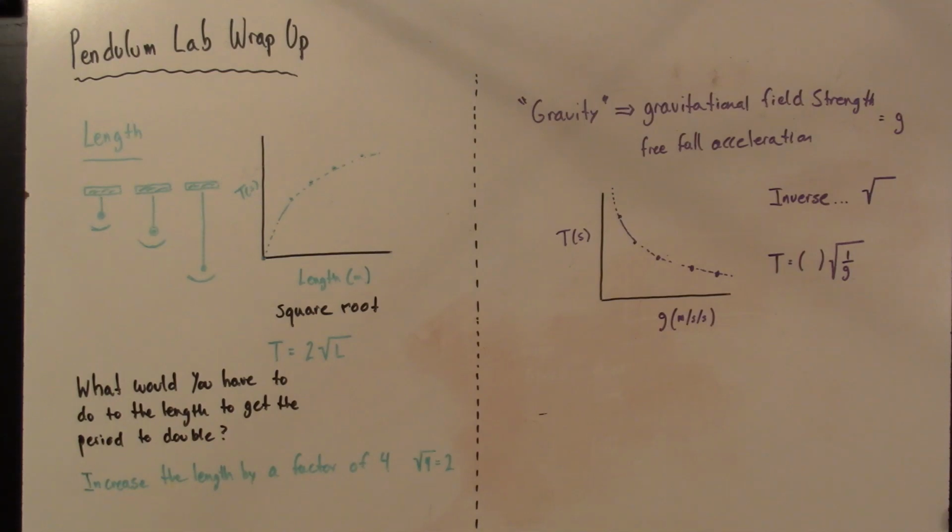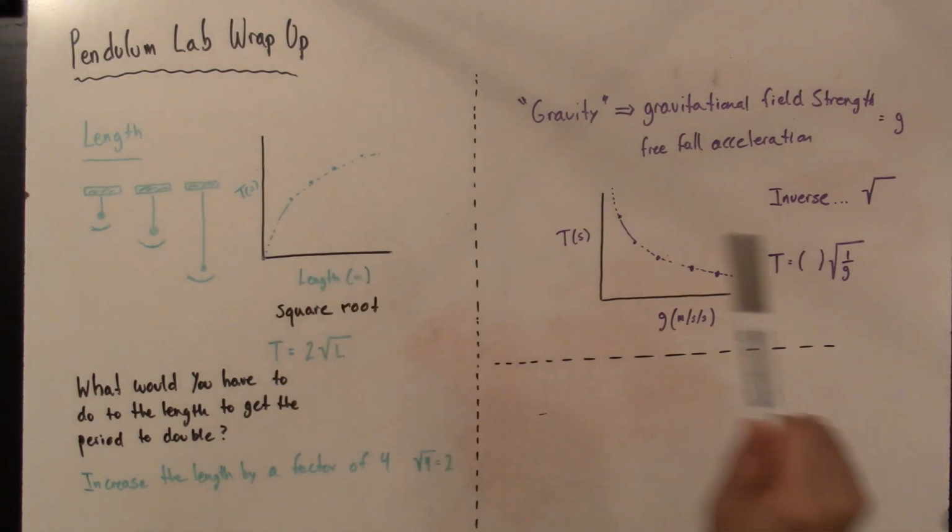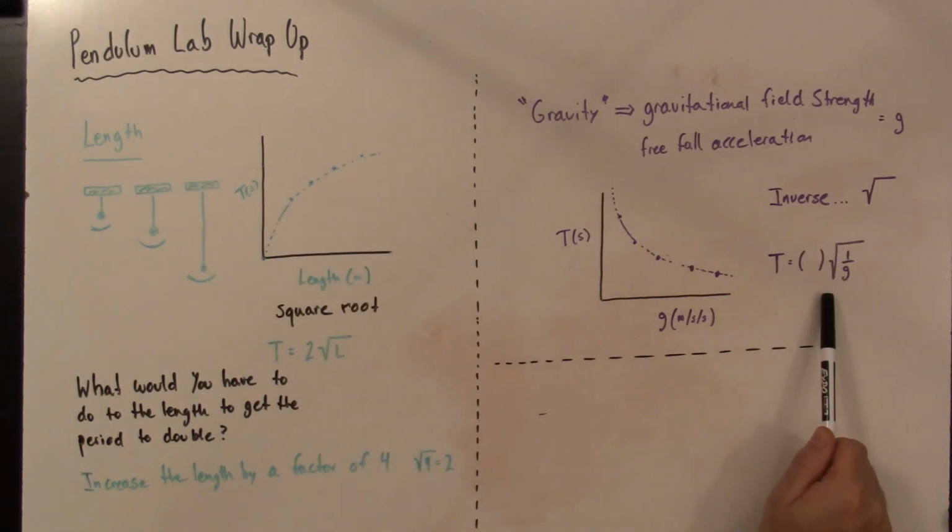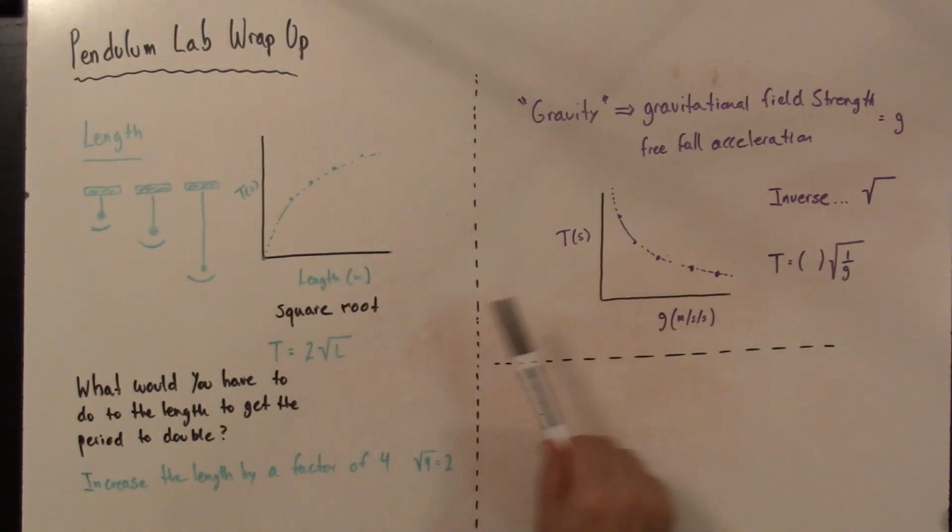So the point that I'm making now is that as you look at these two things, the mass didn't matter, the pullback angle didn't matter, the length matters, and the gravitational field strength matters. So how do we take these two things and put them together to form one understanding? That's the real question. All right, I will show you how to do that now.